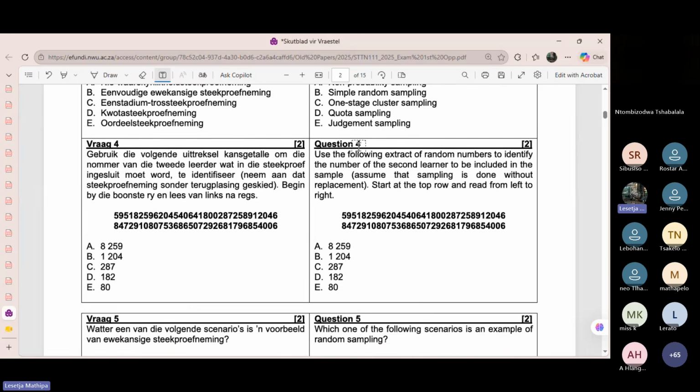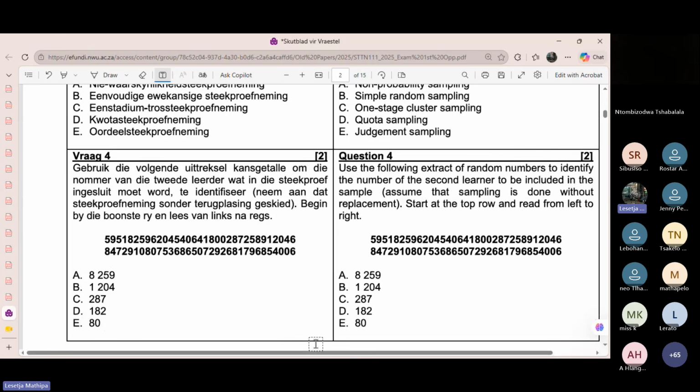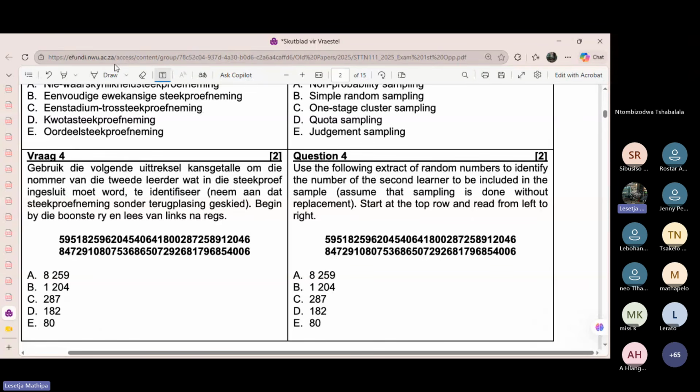So meaning on our side, we'll start with question 4. Now when we look at this question 4, it says you must use the following extract of random numbers to identify the number of the second learner to be included in the sample. So with this kind of question, this one is based on chapter 2. Under chapter 2, the question is based on what we call the simple random sampling.